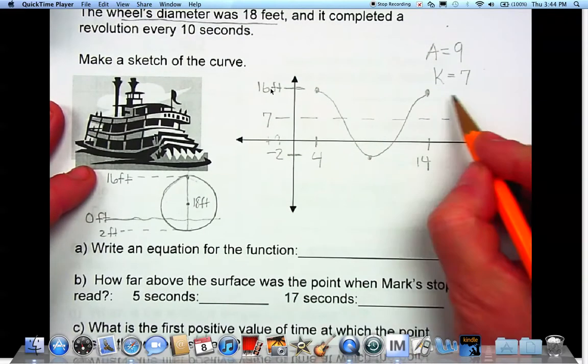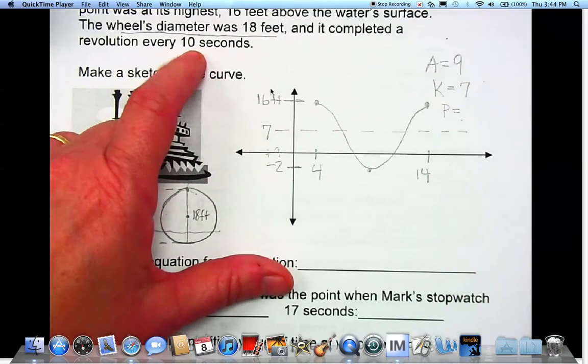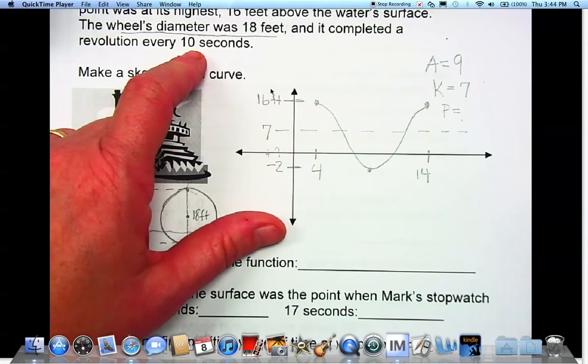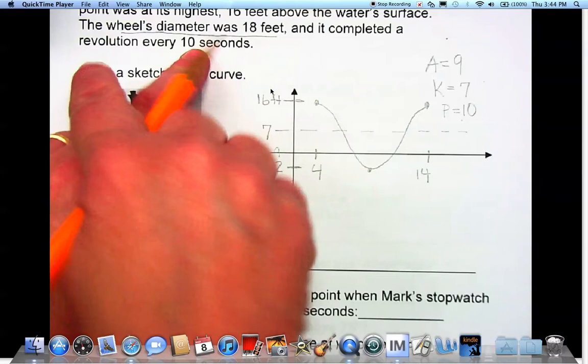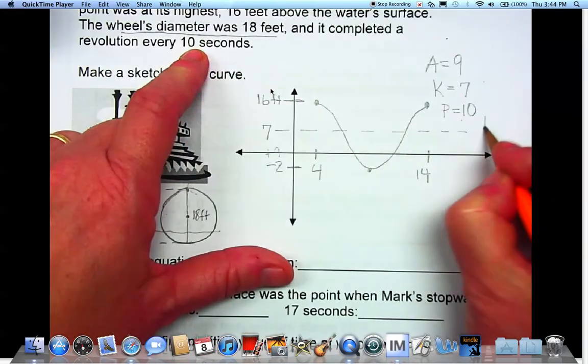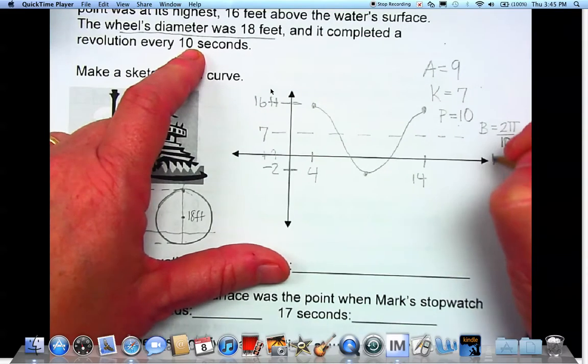What's the period? It's like 2 pi over B, but I forgot what B is. Well, B we're going to find, but the period is how long it takes to go one cycle. So how long does it take to go one cycle? 10 seconds. So it'd be 2 pi over 10. Yeah, it says it completes a revolution every 10 seconds. So B would equal 2 pi over 10, which would actually be pi over 5.